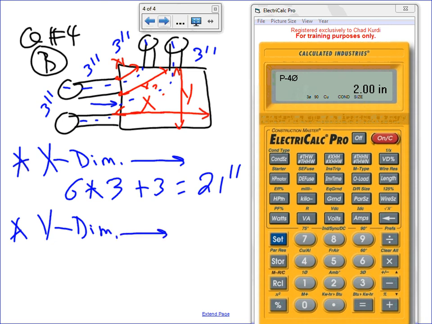Any other calculation for the x dimension? That's the only calculation you can find for the x dimension. For the y dimension, it's the same thing, looking at it from the top to the bottom, that gets you the same calculation, 6 times 3 plus 3 equals 21 inches. So the x by y dimension of the box is 21 by 21.